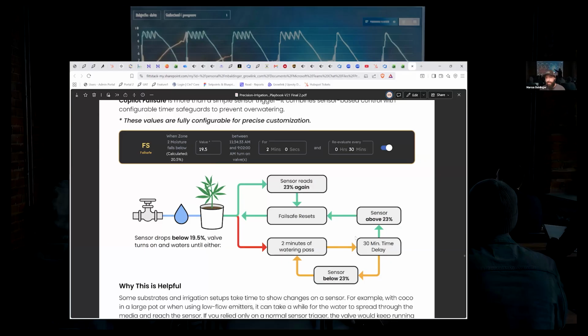If it is above 23 or above that minimum threshold, then it resets and you're right back to the very beginning again. So if it goes below, it's going to either act as a sensor trigger or a timer, whichever one comes first. And then if it is a timer, it's going to wait a reevaluation period that you customize before it rechecks this value and then rinses and repeats the whole process.